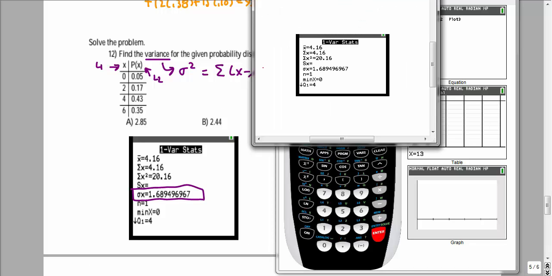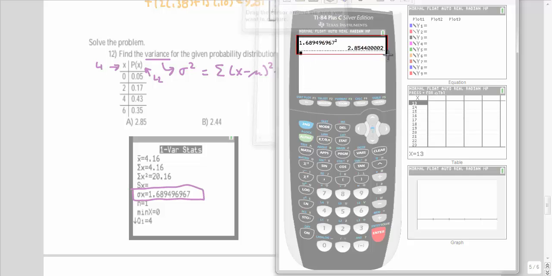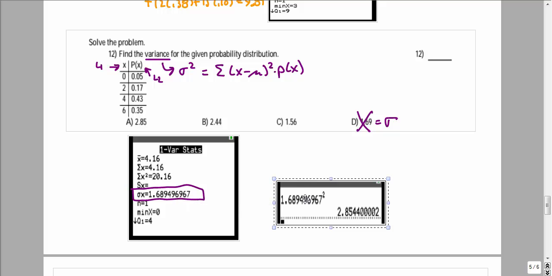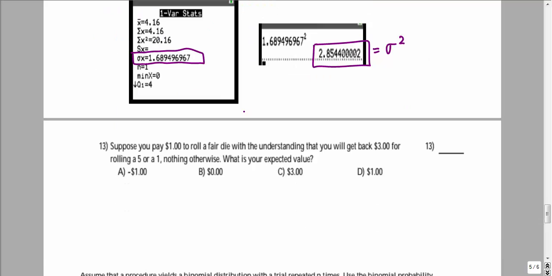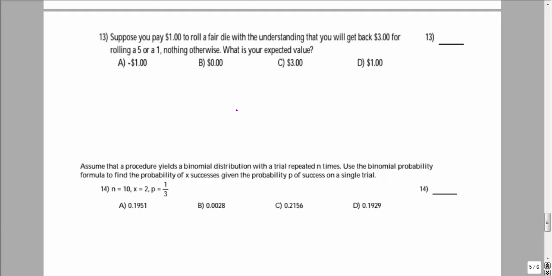Okay, so we need to remember when we're finding variance that we have to square the standard deviation, take it to the second power. So this is actually the variance. And that looks to be 2.85, which is option A. So be careful. You know, are you asked for variance or standard deviation? Okay, let's go and look at number 13.